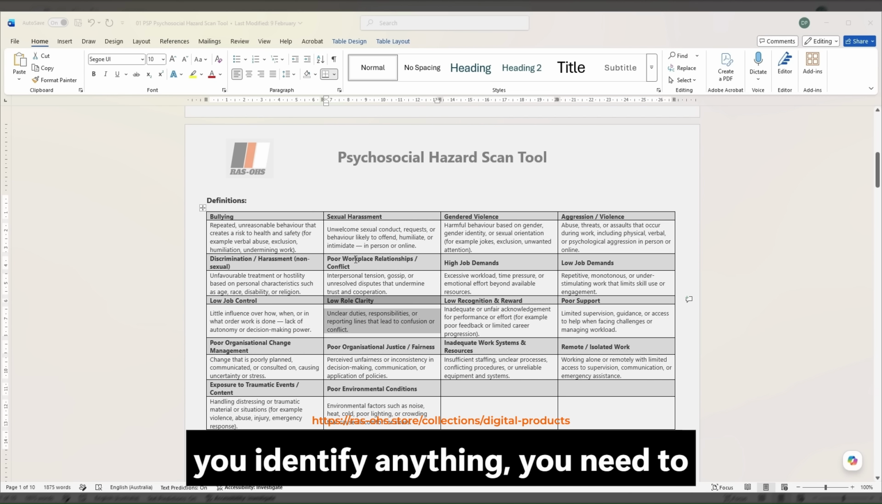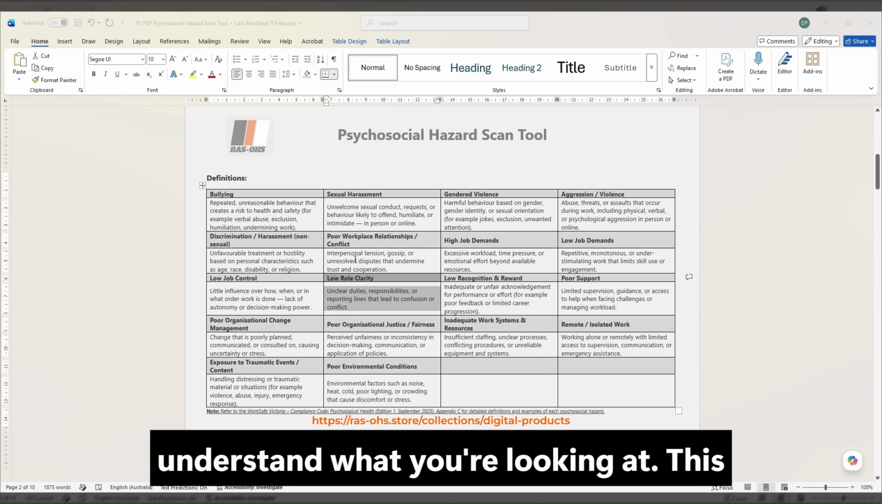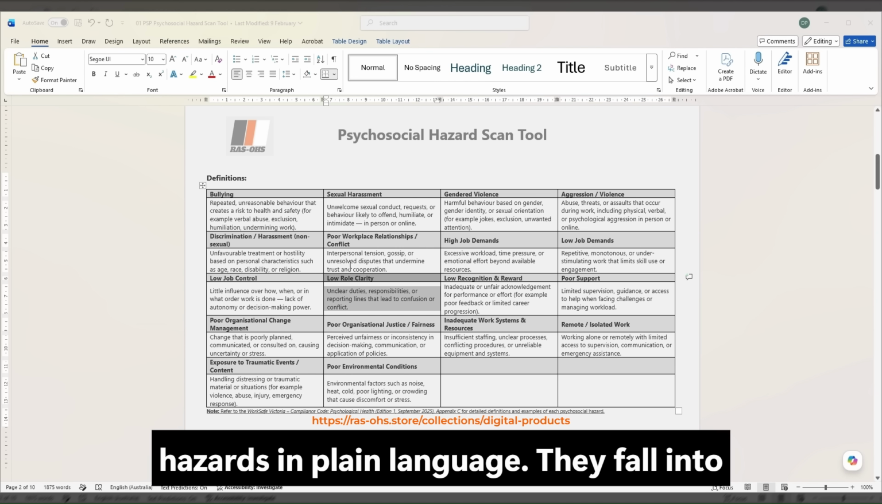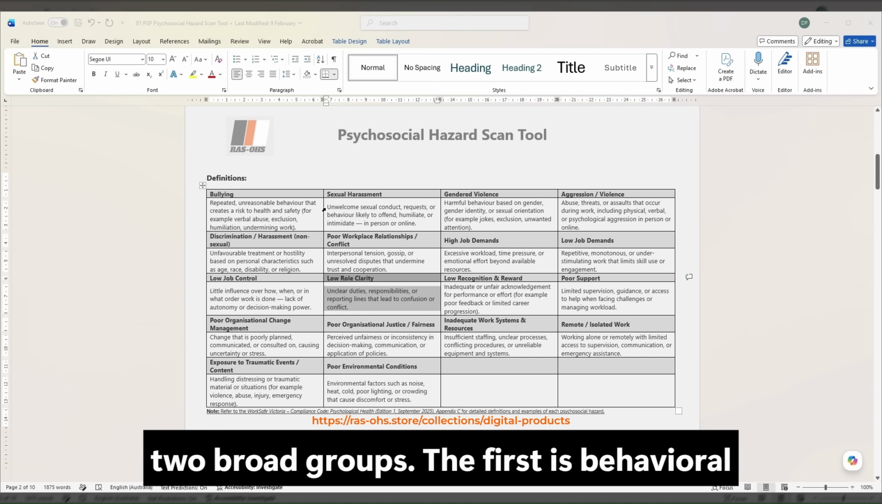Before you identify anything, you need to understand what you're looking at. This section defines all 18 psychosocial hazards in plain language. They fall into two broad groups.